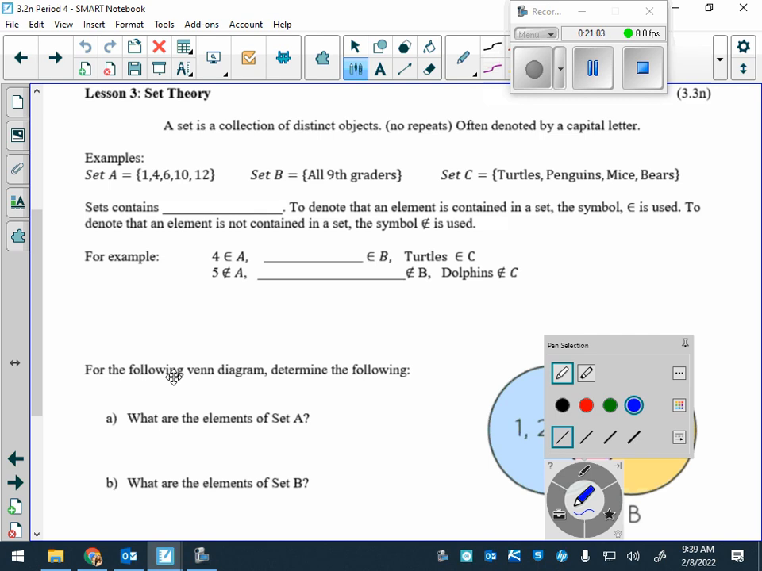So here are examples of sets denoted as a capital letter. You're going to see no repeats. Set A, and we remember this notation, right? With the squiggly brackets, set notation is back, where you have to list it. Set A is 1, 4, 6, 10, 12. Set B, for example, all ninth graders. Set C, turtles, penguins, mice, and bears. All those things in this set are called elements.